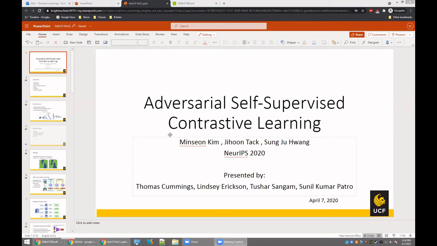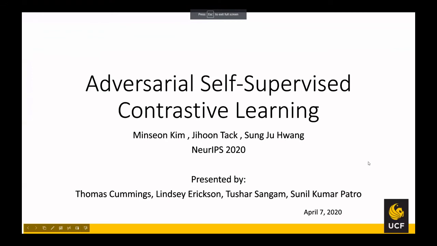The paper is Adversarial Self-Supervised Contrastive Learning. It's a recent paper that was published last year in NeurIPS. It'll be presented by me, Thomas Cummings, and Lindsay Erickson, sorry about that, and Tushar Sangam and Sunil Kumar Patro.